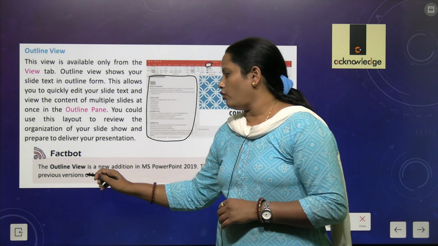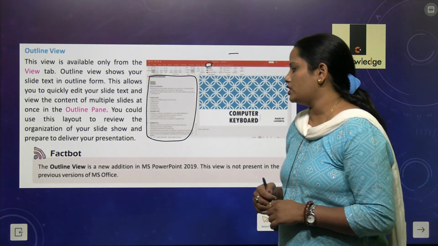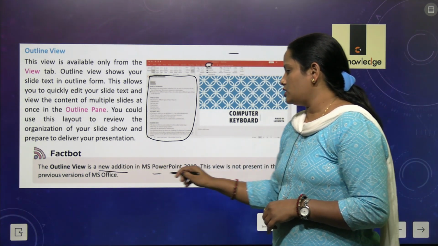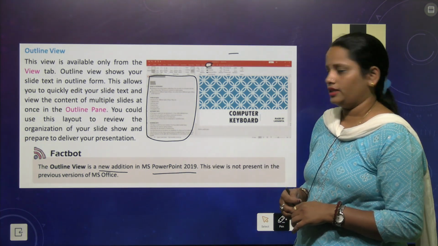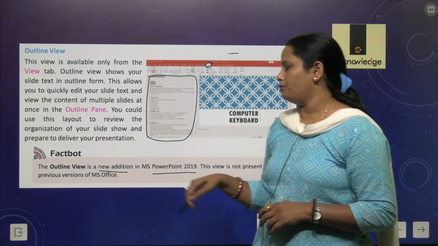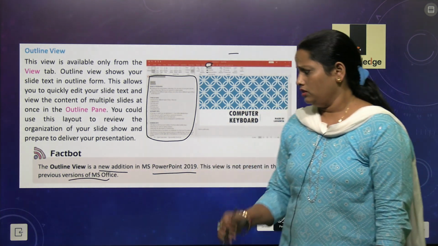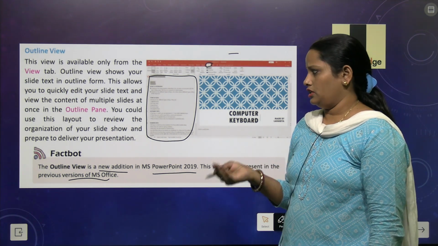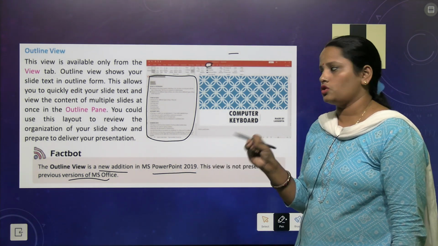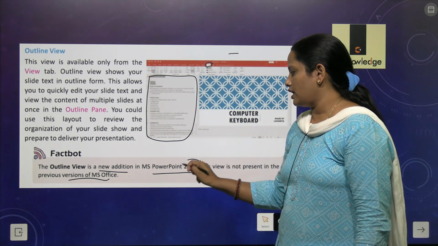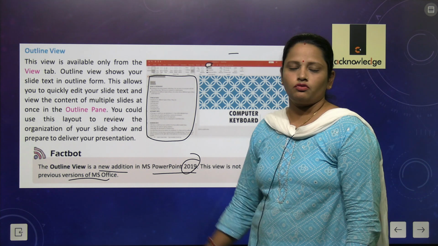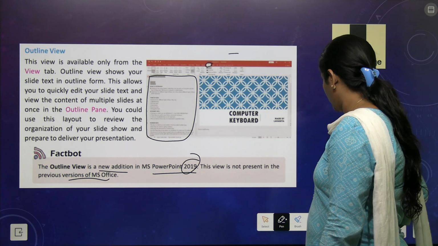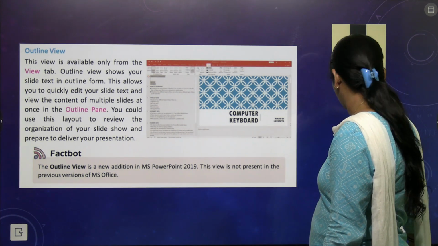Okay, next coming on to fact board, the outline view is a new addition to MS PowerPoint. So it has been added to this part. Before it was not there. This view is not present in the previous versions of MS Office. So in the previous versions of MS Office like 7 or 8, outline view was not there, but in the 2019 edition of the MS Office, this is present and we can use it very efficiently.